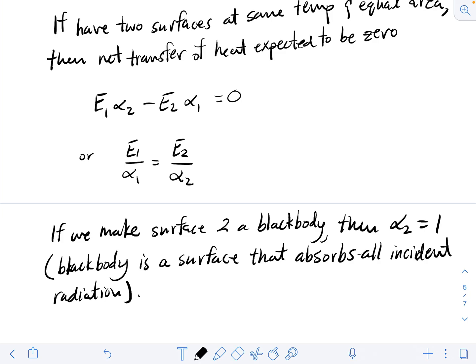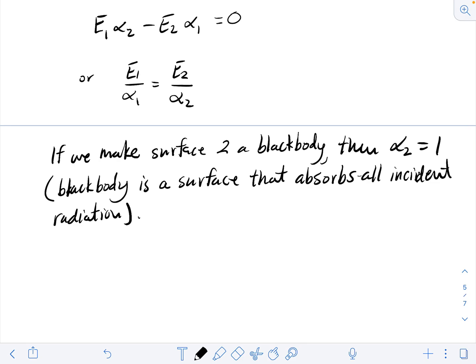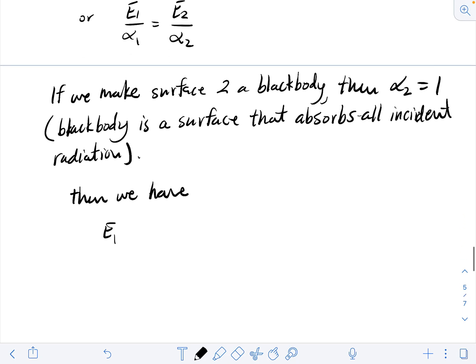We also know that a black body has an emissivity of epsilon equals 1. So for a black body, at least, the emissivity and the absorbance are both equal to 1. So if that's true, then we must have that E1 over alpha 1 is just equal to E2, because we made alpha 2 equal to 1 by virtue of making the surface 2 a black body.